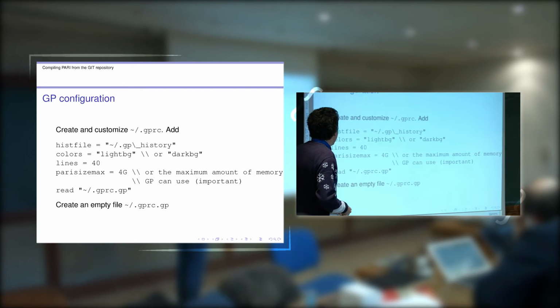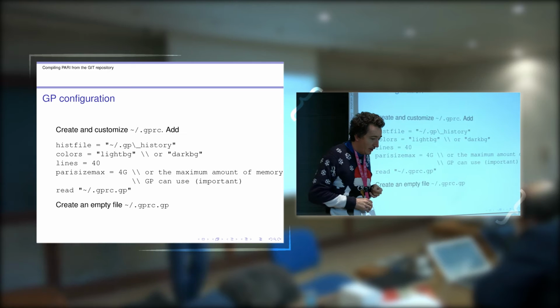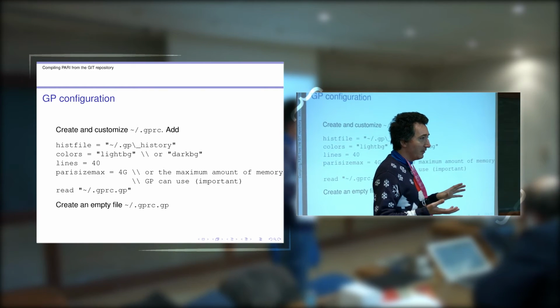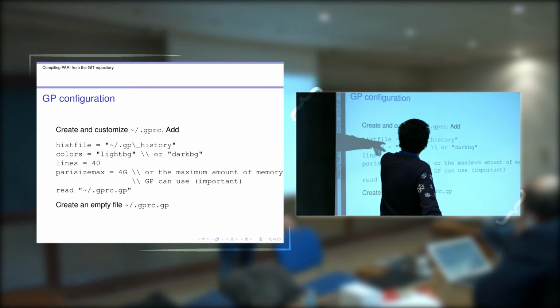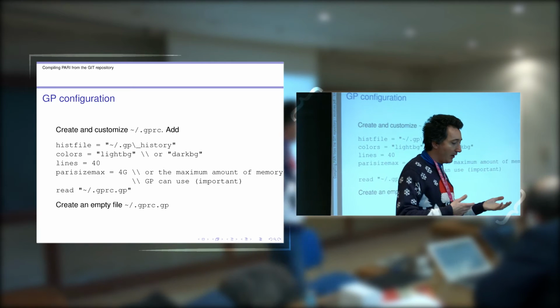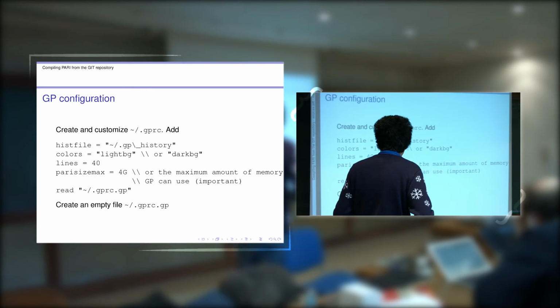So colors, if you like to have colors, you can set lightbg or darkbg. So it depends on your terminal. If you have a terminal with white background, you use lightbg. If you have a dark background, you use darkbg. Just to have a color scheme which is visible on your terminal.